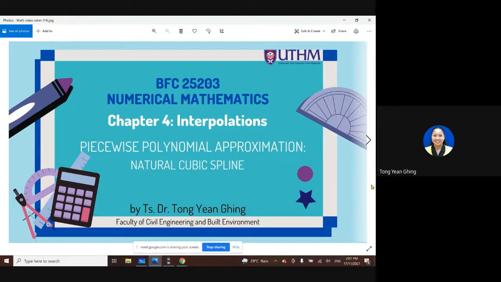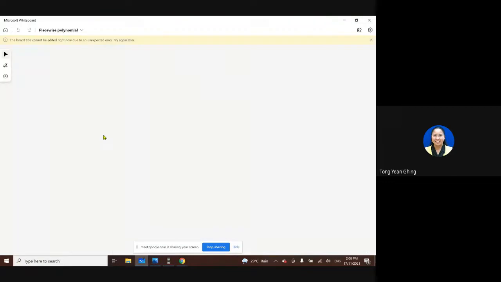Okay, so today we will continue the last part of your chapter 4, interpolation. Today we will continue with the piecewise polynomial approximations, and in your syllabus, only the natural spline is covered. Okay, so we go to the intro first.